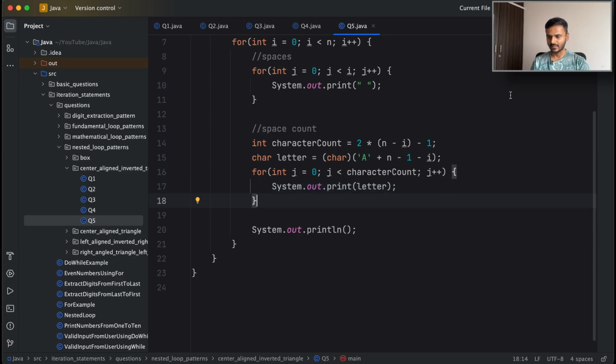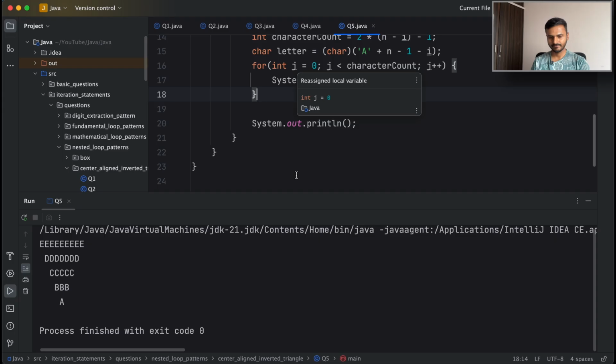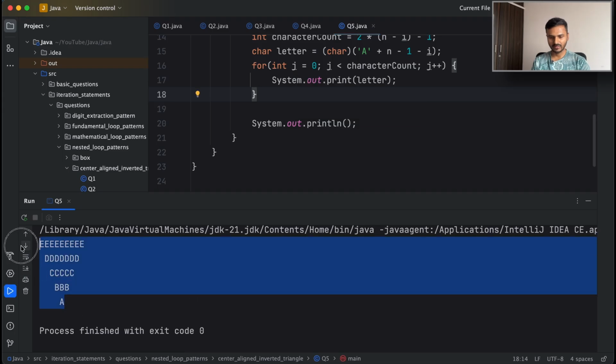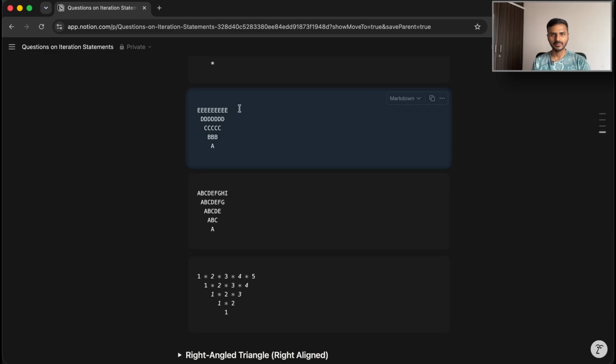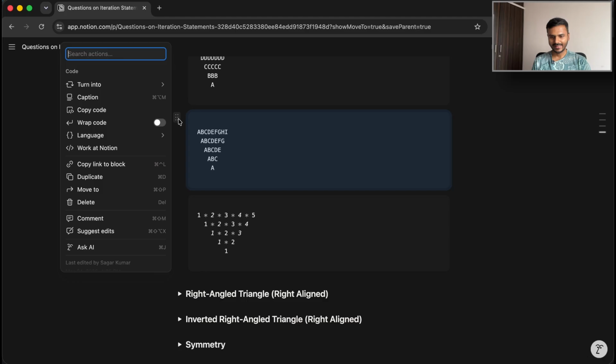So with these changes done, if I run the code, what do we expect? So this is what we get, which is exactly what we had expected, right? So looks like we have solved this question as well. Now let us move on to the next question.